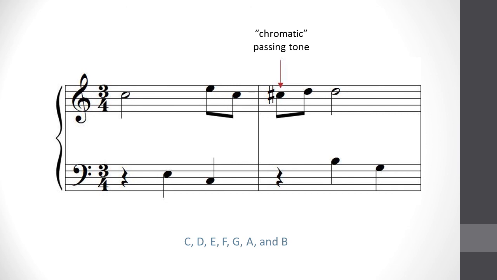Now let's determine if the C sharp is accented or non-accented. Since it happens on a strong beat, the first beat of the second measure, it is considered an accented chromatic passing tone.